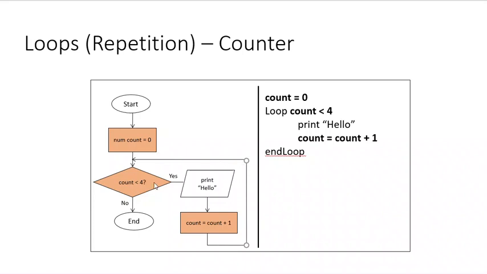2 less than 4, yes, print hello. And then 2 plus 1, 3. Increase again. 3 less than 4, yes, print again. And then 3 plus 1, 4. 4 less than 4, no, and then end.